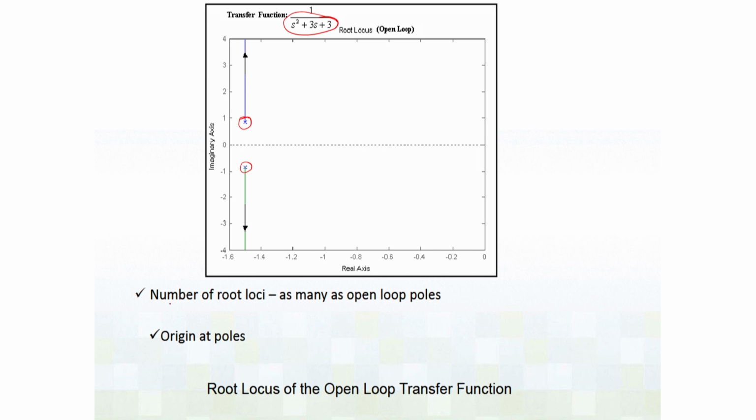Because this is a second order equation, there will be 2 roots. So, the number of root loci will be as many as the open loop poles. Open loop poles are 2, we know that, and that means those will be the 2 root loci. And the origin of the root locus will be at the poles itself. That is the first important rule we have to keep in our mind.